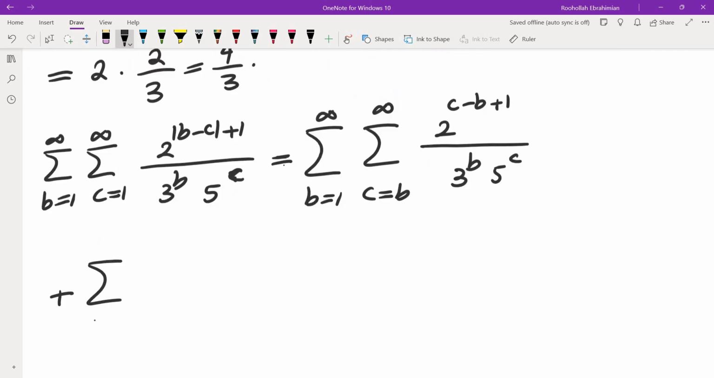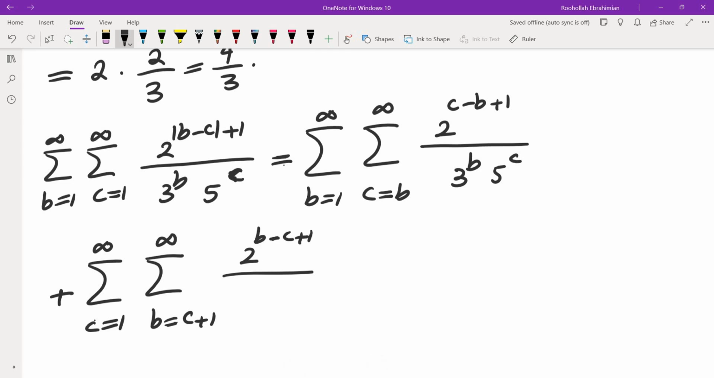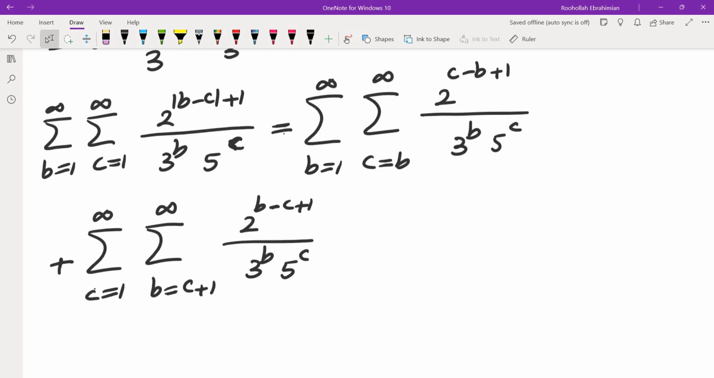If b is larger, then it would be the sum from c equals 1 to infinity and b equals, so b cannot be c. We already took care of the case when b and c are the same. In this case, b is larger than c. So it would be the sum from c plus 1 to infinity, 2 to the power of b minus c plus 1, over 3 to the b, 5 to the c. Now, we can evaluate each sum using the geometric sum.